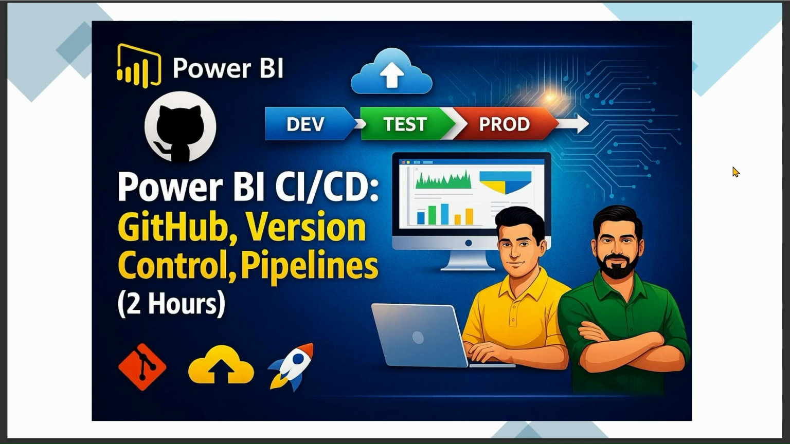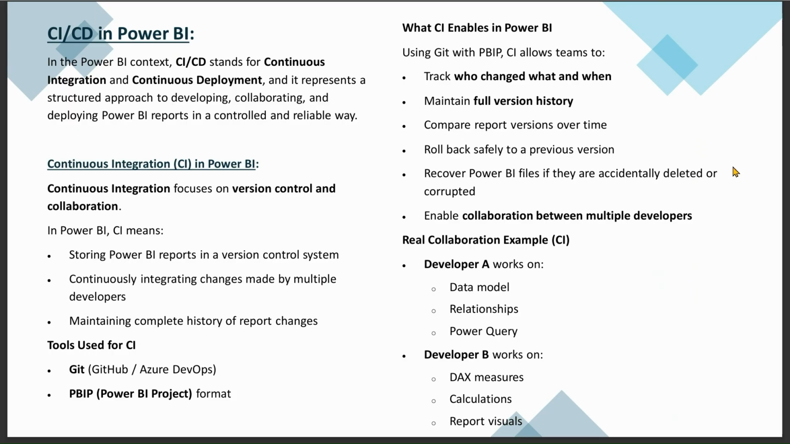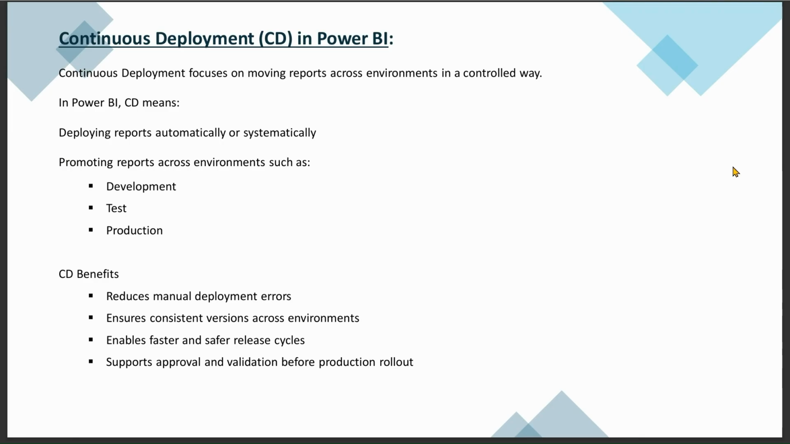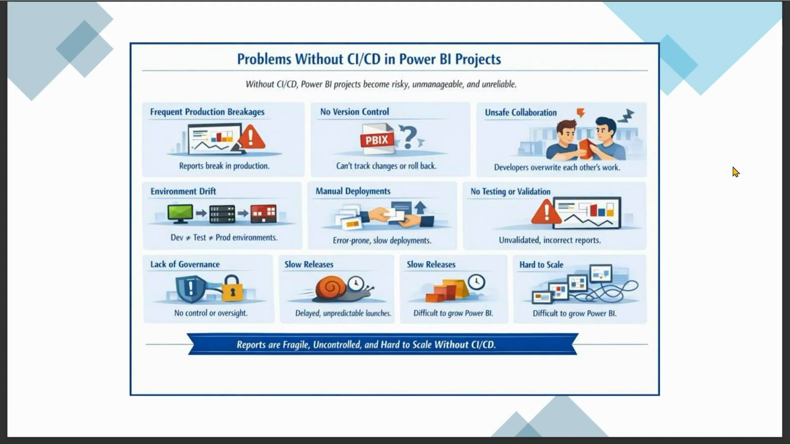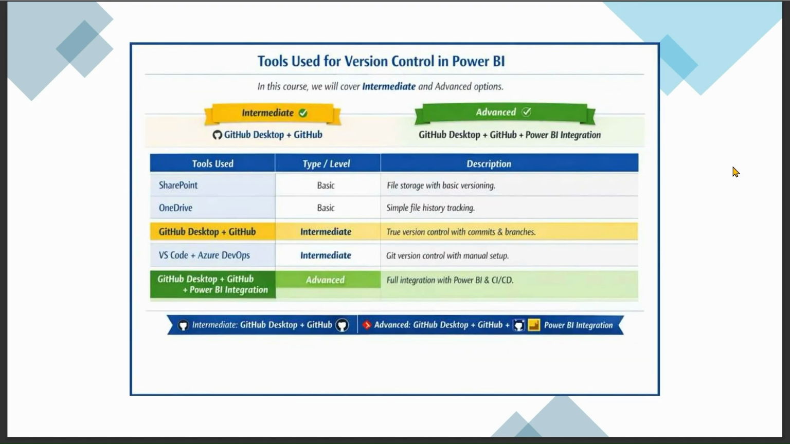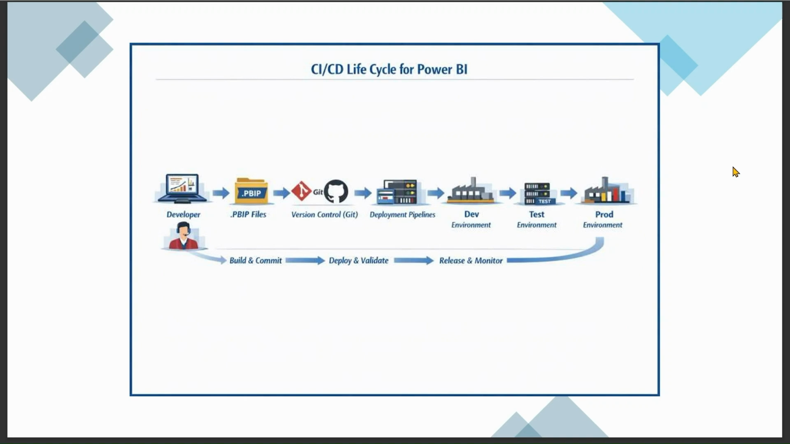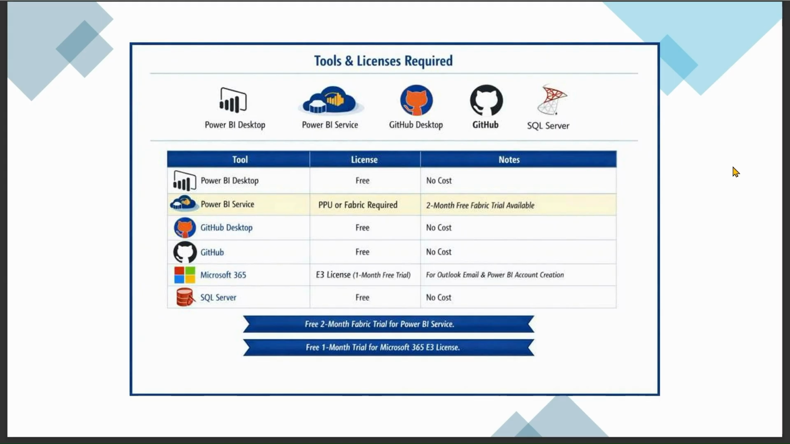We'll start by learning all the essential topics required to work with CI/CD for Power BI. We'll start with what is continuous integration and what is continuous deployment. What is the difference between development, test, and production environments? What are the problems without CI/CD in Power BI projects? What are the tools we can use for version control? What is the complete CI/CD lifecycle for Power BI? And I will explain what are the tools and licenses we need to implement this version control.